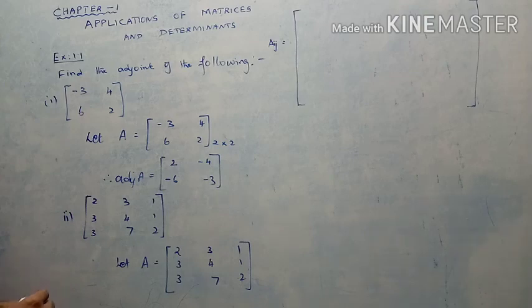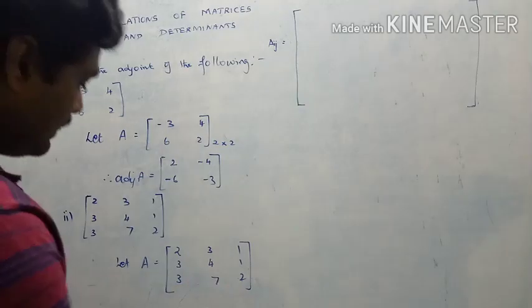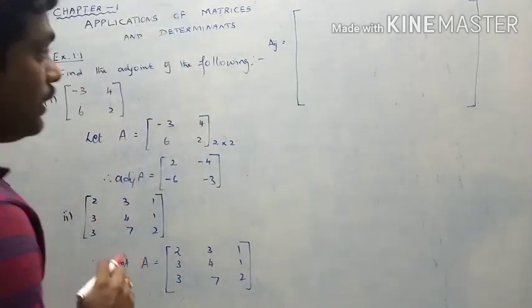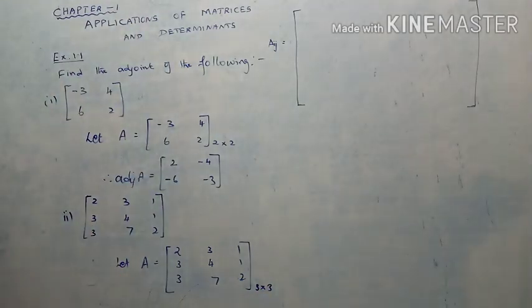We have a 3 by 3 matrix: 2, 3, 1, 3, 4, 1, 3, 7, 2. Let us take the given matrix as A, which is A equal to 2, 3, 1, 3, 4, 1, 3, 7, 2, whose order is 3 by 3. First find the cofactor matrix.